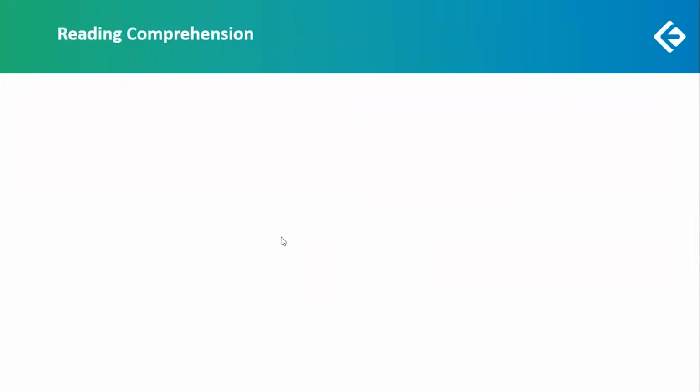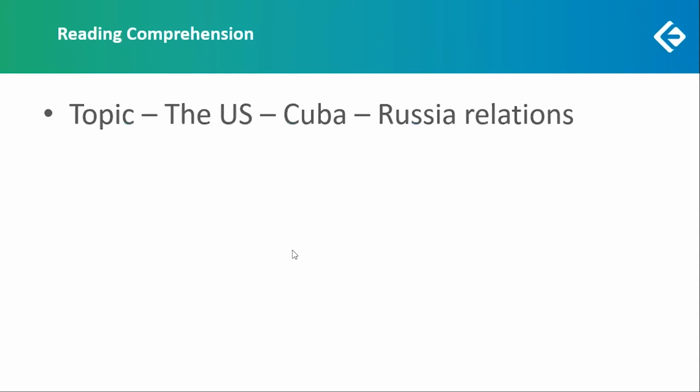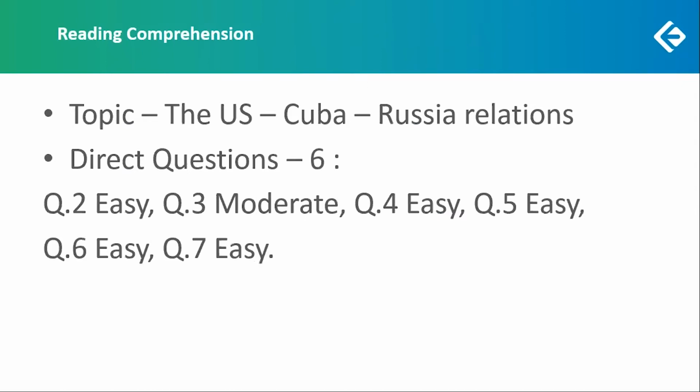Now, if we come to the reading comprehension passages first, the first passage we're going to talk about is the US-Cuba-Russia relations passage. The passage was an easy read. You had 6 questions, and all 6 were direct questions. Out of the 6, 5 were easy to deal with and 1 was moderate. Question 2, question 4, question 5, question 6, and question 7 were easy. The only question that was moderate was question 3. So all in all, definitely this passage should have been attempted by the student.